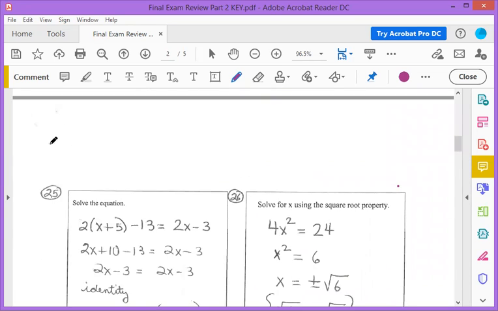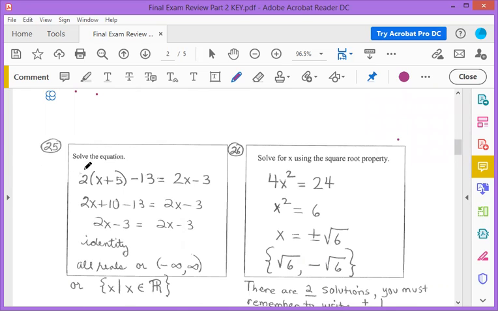All right, let's look at number 25. We're going to solve this equation. We see we have 2 times x plus 5 minus 13 equals 2x minus 3. So we need to distribute this 2 on the left side. 2 times x gives us 2x. 2 times 5 gives us plus 10. Then we'll carry down our minus 13, the equal sign, and our terms to the right of the equal sign.